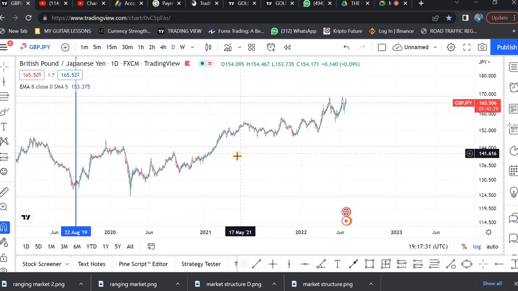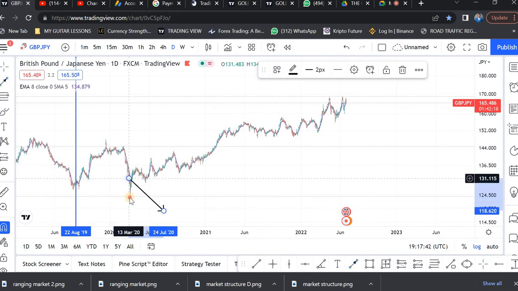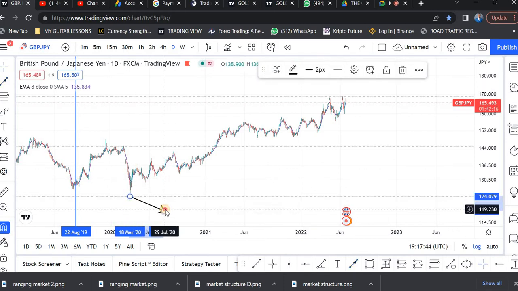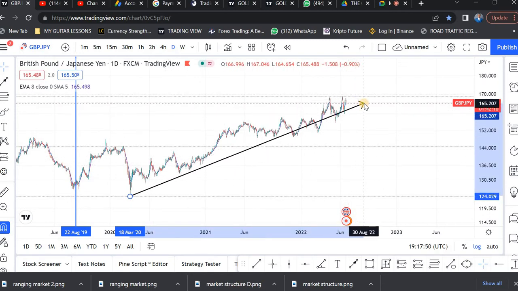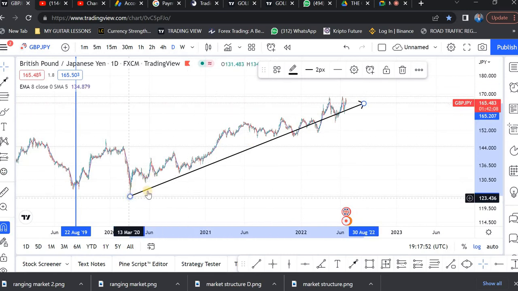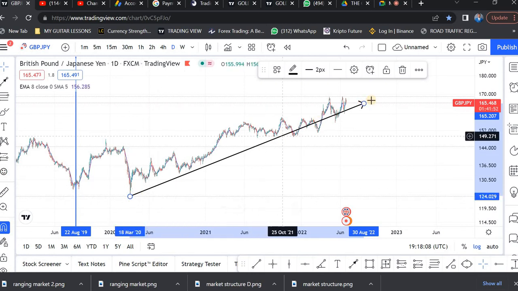Why do we say the market is in an uptrend? It is in an uptrend because you can see that price started from here and moved from here, and it is trending all the way up. Look at the line that I have drawn. You could see that the market moved from down here and then it's trending up. So this market is in an upward trend. Kindly take note of that. This is an uptrend market.